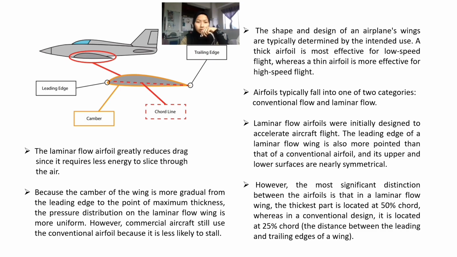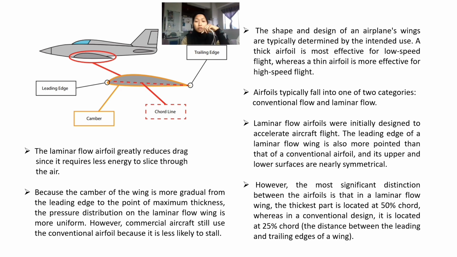This figure shows the aircraft parts: the leading edge is at the front of the tip of the wing, and at the back is the trailing edge, and the chord line is the line between the leading edge and the trailing edge, and the camber. The shape and design of airplane wings are typically determined by intended use. A thick airfoil is most effective for low-speed flight, whereas a thin airfoil is more effective for high-speed flight.